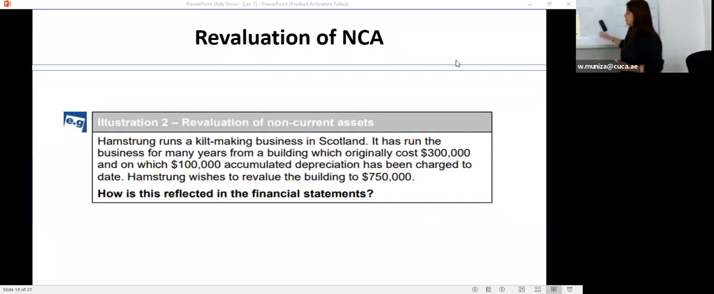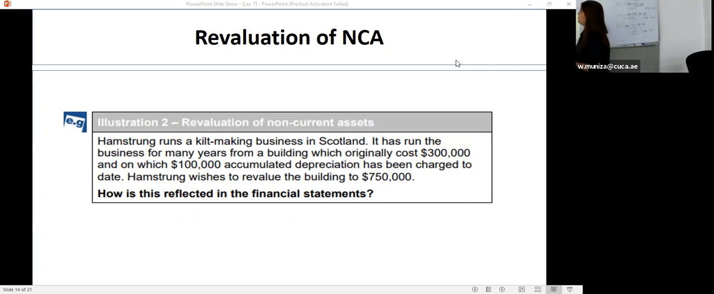Okay, now, illustration number 2. May I raise it, students? How is this reflected in the financial statements? Okay, one more illustration. Armstrong runs a cage making business in Scotland. It has run the business for many years from a building which originally cost 300,000. Now cost is how much? $300,000.